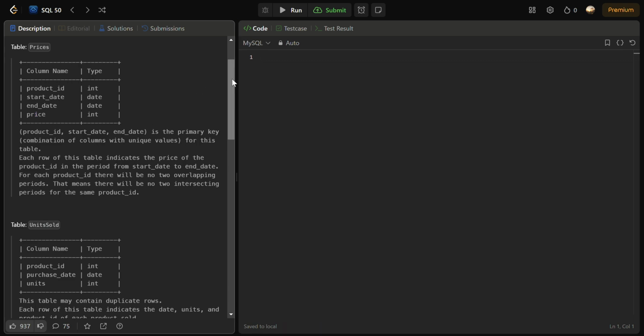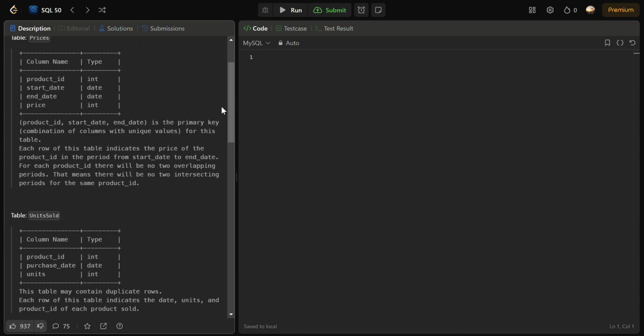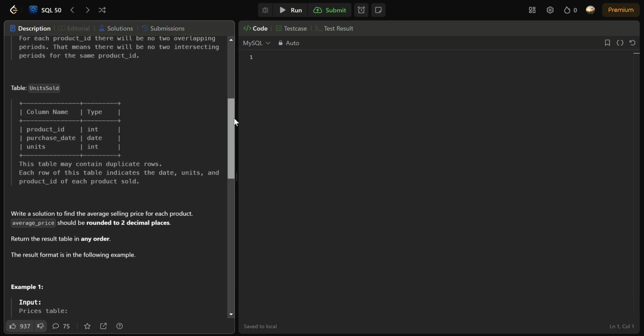Also, for each product there will be no two overlapping periods. This means that there will be no two intersecting periods for the same product ID. So if one row consists of the period of February to March, it will be unique. The same product ID within that time frame will not be shown as another row.